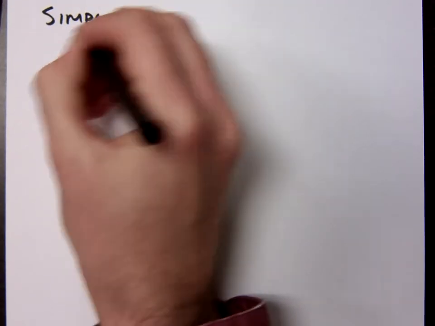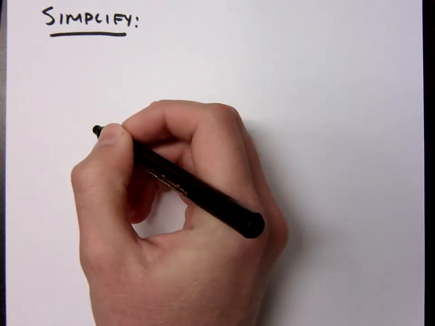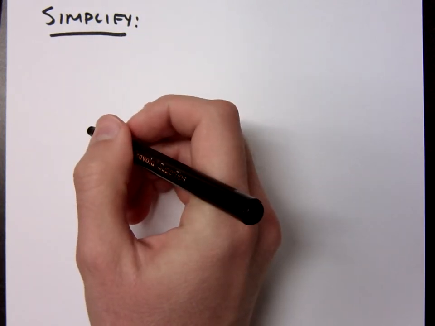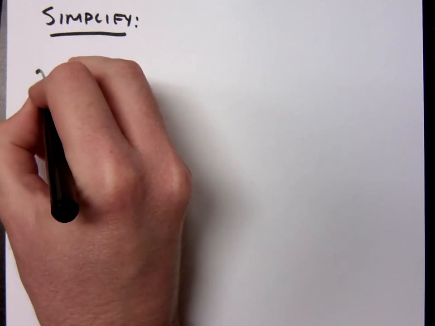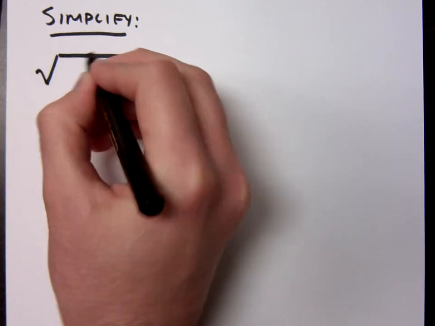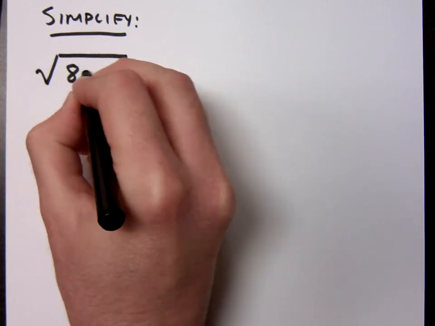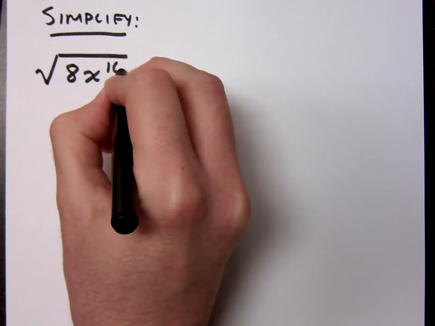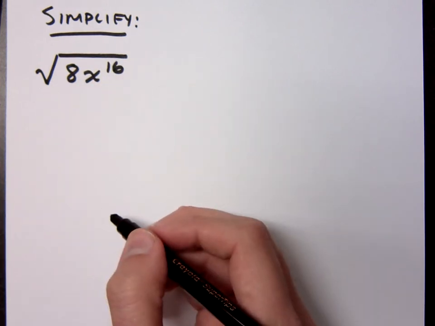All right. Let's try this. The square root of 8 a to the 16th. That's right.